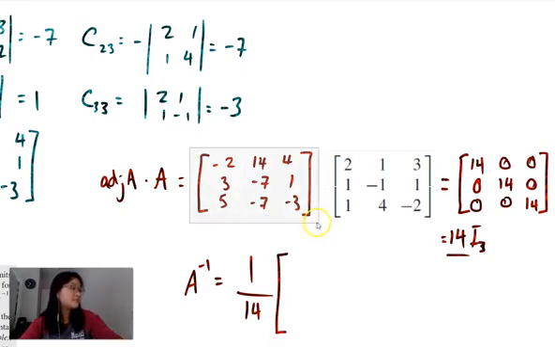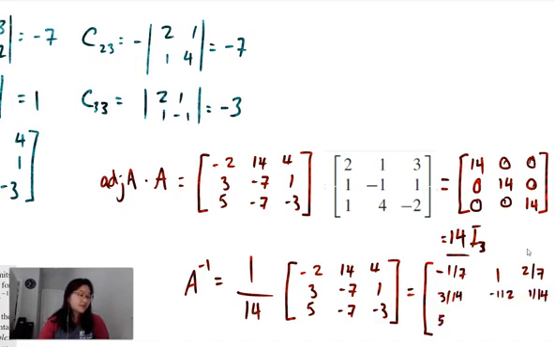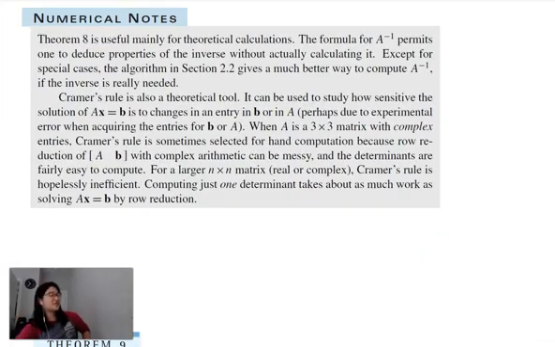Let me copy this. Times this, and I guess we can multiply that out so that we end up with negative 1 over 7, 2 over 7, 3 over 14, that's nice, negative 1/2, and 1 over 14, and 5 over 14, negative 1/2 again, which makes sense, and negative 3 over 7. Boom. All right.